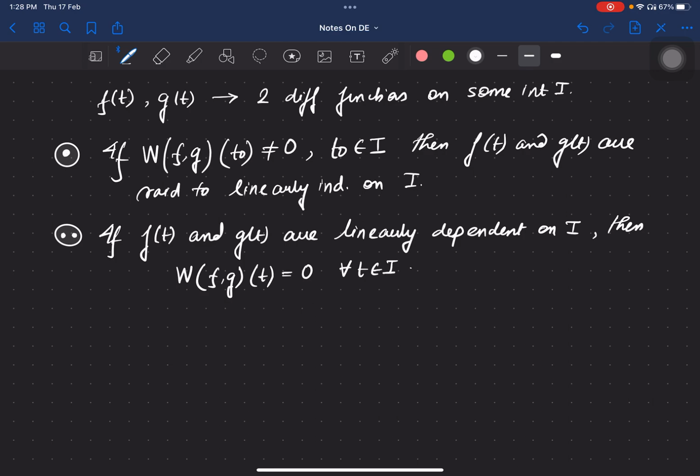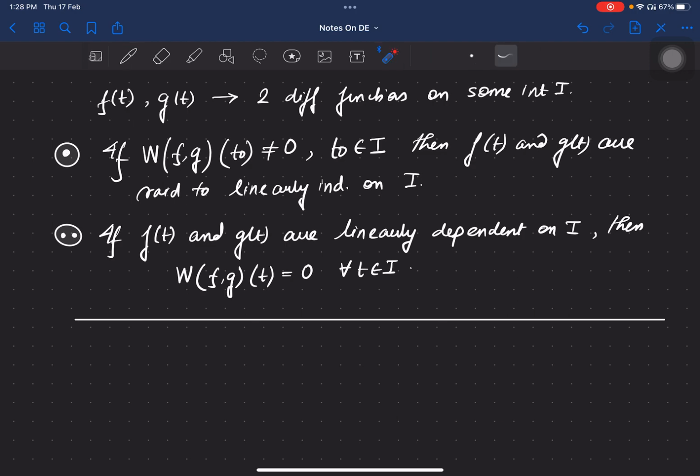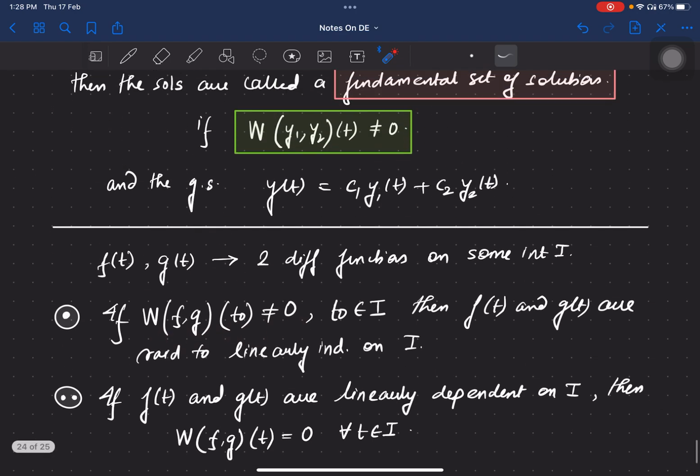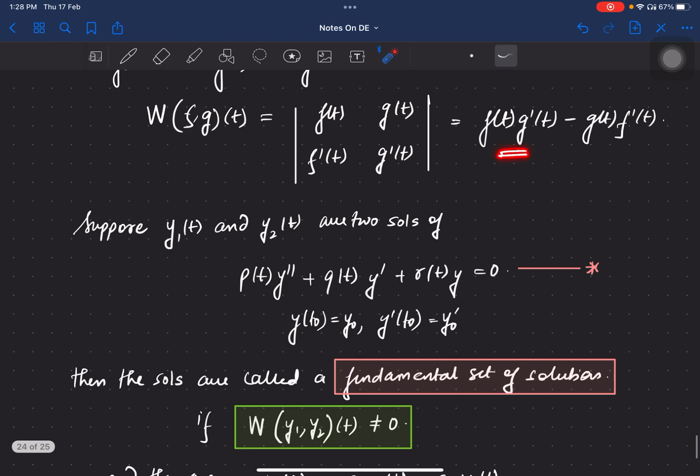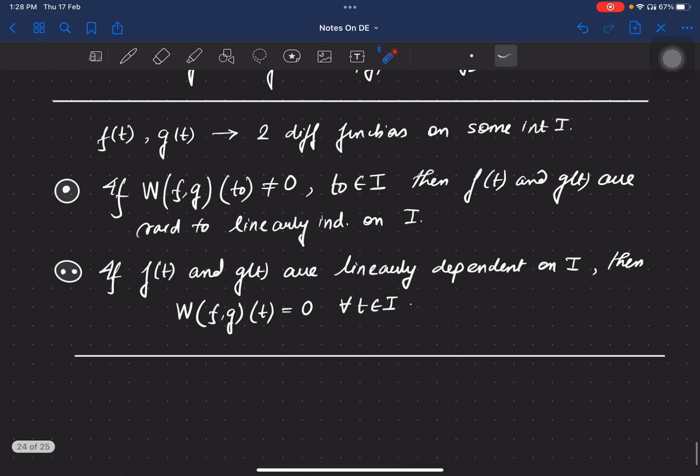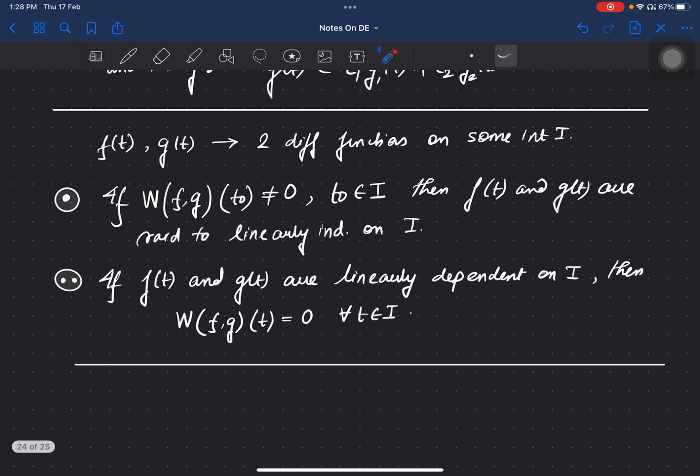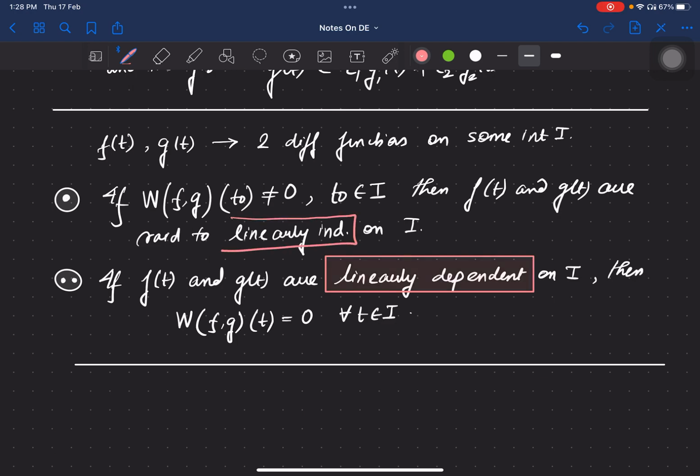So you have to see the difference between the two statements. If there exists one point in the interval such that this is not equal to 0, so the Wronskian at t naught is just evaluating the Wronskian at the point t naught, then we call them linearly independent on I. And if it is 0 for all t belonging to I, then it is said to be linearly dependent. So let me highlight these two terms: linearly dependent and linearly independent.